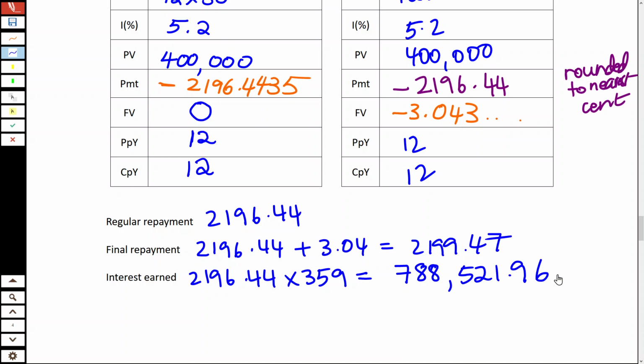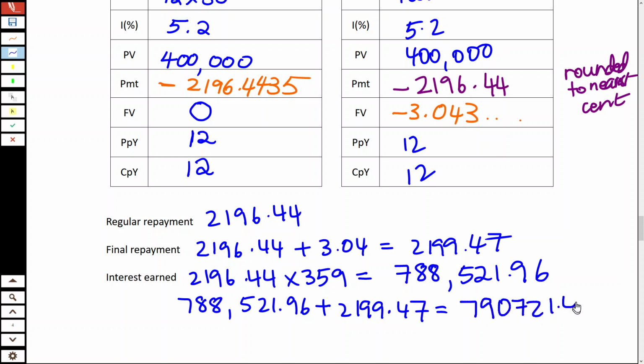Okay, that's a big number. We're still not finished. What else do we need to do? Then you add the last payment. Great. How much interest is that? It's a lot of interest, isn't it? That's why the banks make so much money. So they earn that on top of the 400,000 that they get back. What's the interest rate? 5.2%. You're paying back almost double.